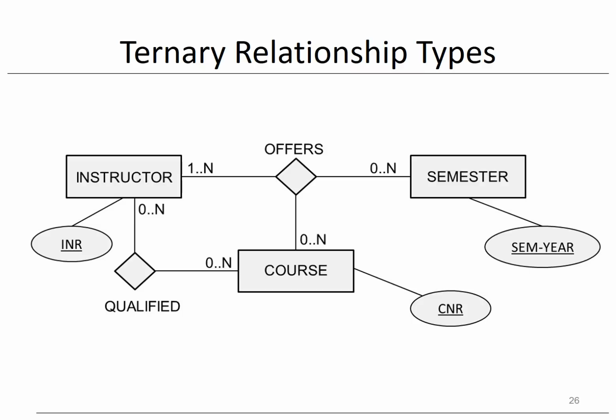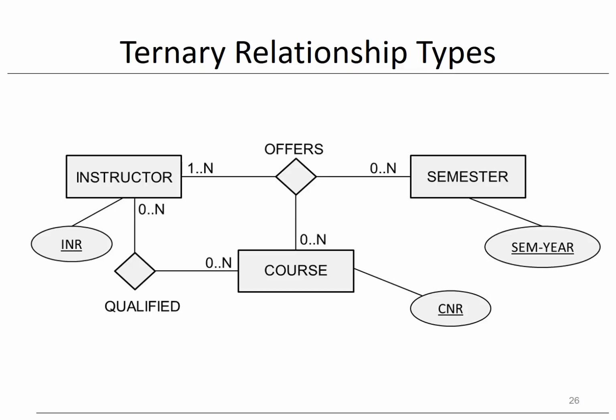This figure shows another example of a ternary relationship type between three entity types: instructor with key attribute type INR, representing the instructor number; course with key attribute type CNR, representing the course number; and semester with key attribute type SEM-year, representing the semester year. An instructor can offer a course during 0 to n semesters. A course during a semester is offered by 1 to n instructors. An instructor can offer 0 to n courses during a semester.